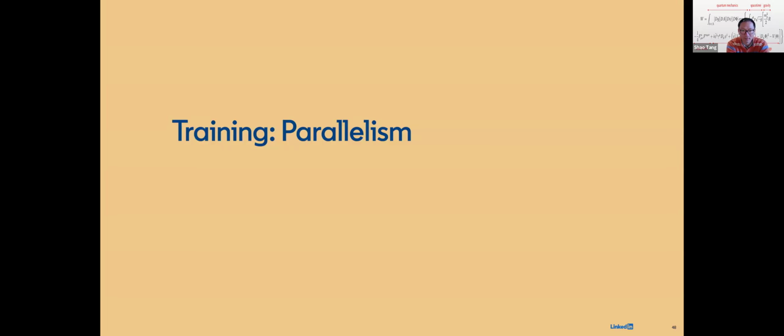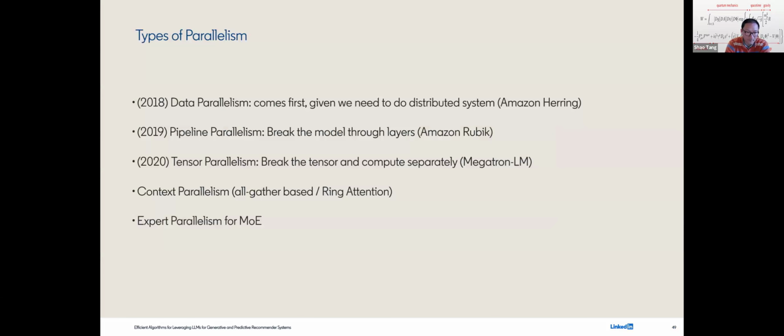So it's very important to cover parallelism. We are going to talk about a variety of parallelisms, mostly focusing on the simple one, data parallelism, which comes first. And then we will talk about pipeline parallelism and tensor parallelism. And there's also context parallelism and expert parallelism for MoE.